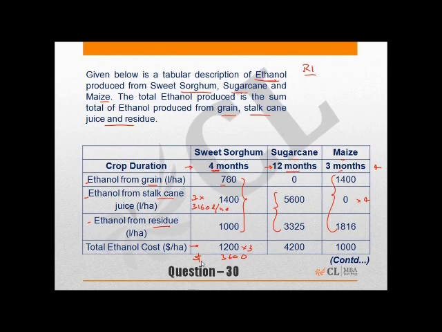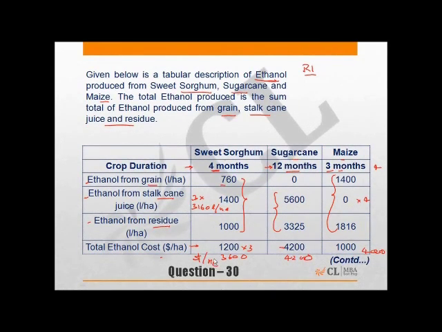So 1200 into 3 makes it $3,600. Sugarcane is only 1 crop per year, so the total cost is 4200. And maize is a 3-month crop duration, so 4 crops a year. So 4 crops means 4000. Okay, so this is the cost in dollars per hectare over a 1 year period.